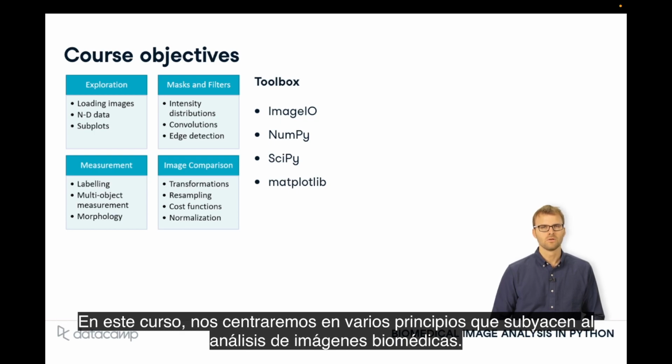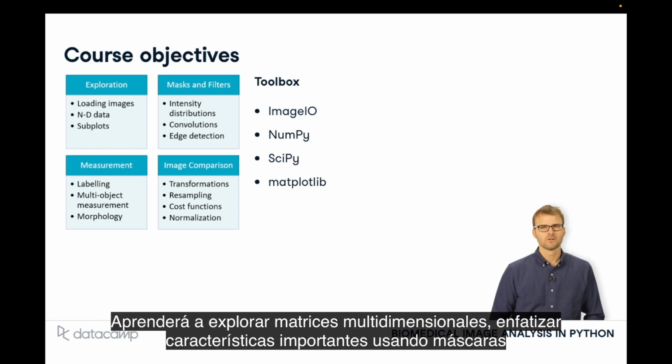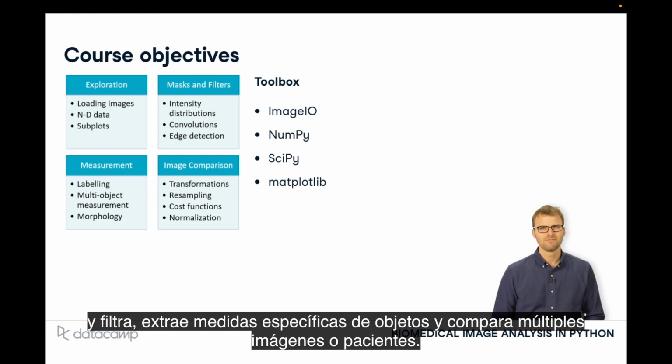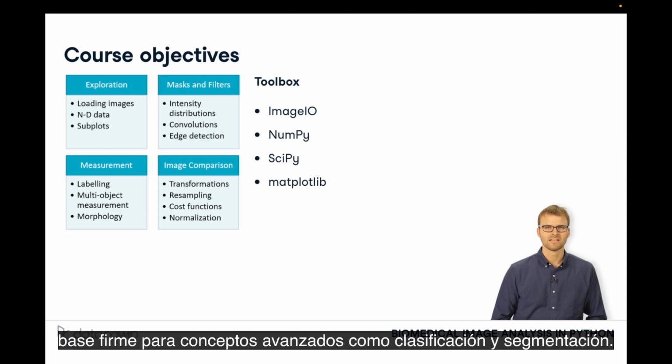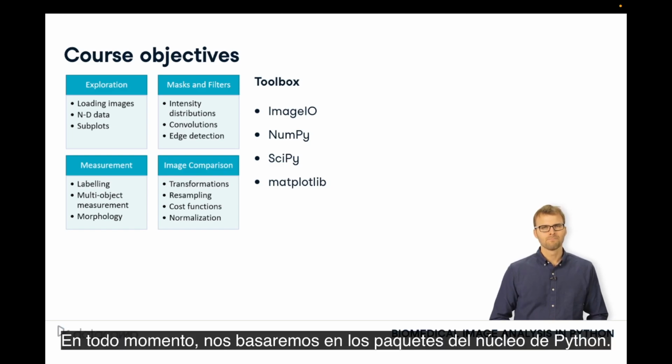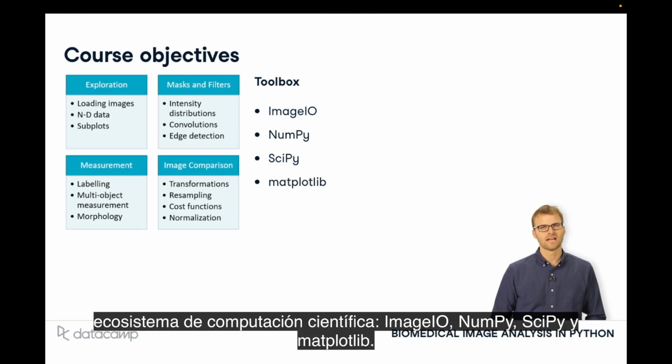In this course, we'll focus on several principles underlying biomedical image analysis. You'll learn how to explore multi-dimensional arrays, emphasize important features using masks and filters, extract specific measurements from objects, and compare multiple images or patients. While this only scratches the surface of the field, it will give you a firm foundation for advanced concepts like classification and segmentation. Throughout, we'll rely on packages in Python's core scientific computing ecosystem: ImageIO, NumPy, SciPy, and Matplotlib.